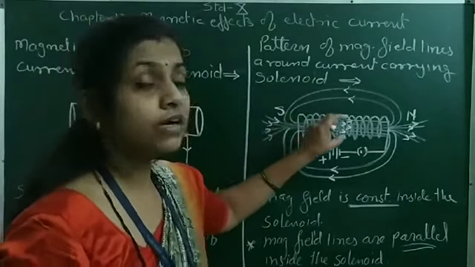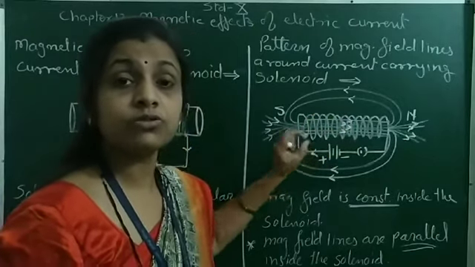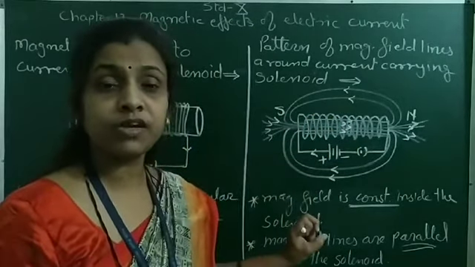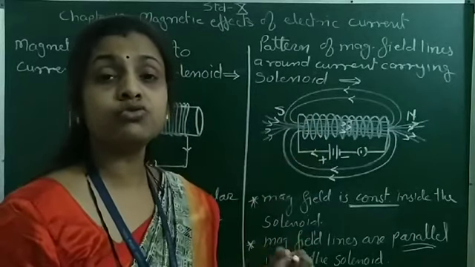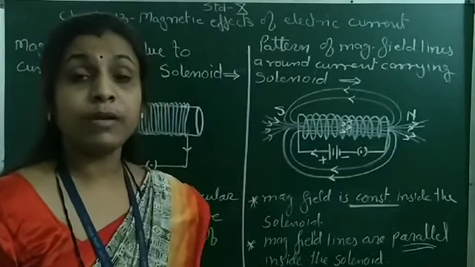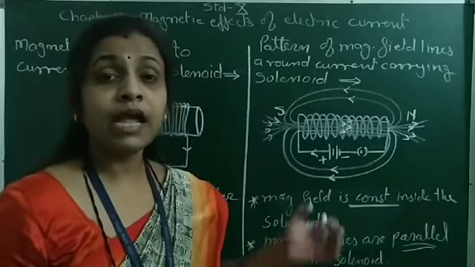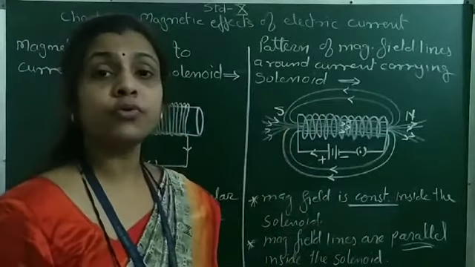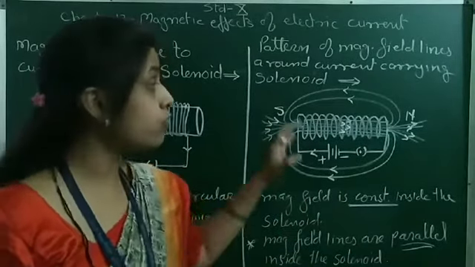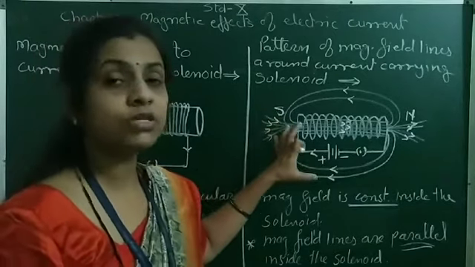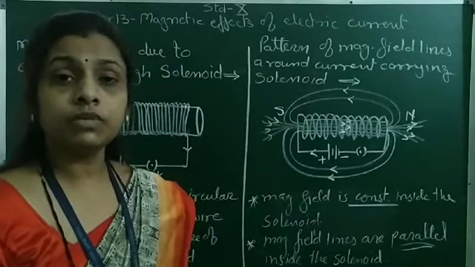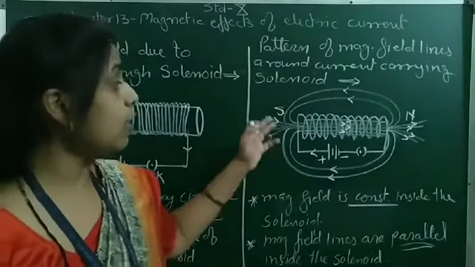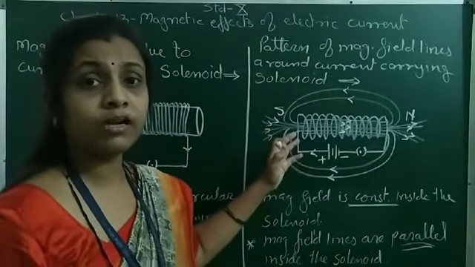So the magnetic field inside the solenoid is constant, and therefore the solenoid produces a strong magnetic field, and this strong magnetic field inside the solenoid is used to magnetize magnetic material, and therefore it is used to produce an electromagnet. So what is the main application of the solenoid? It is used to produce the electromagnet.